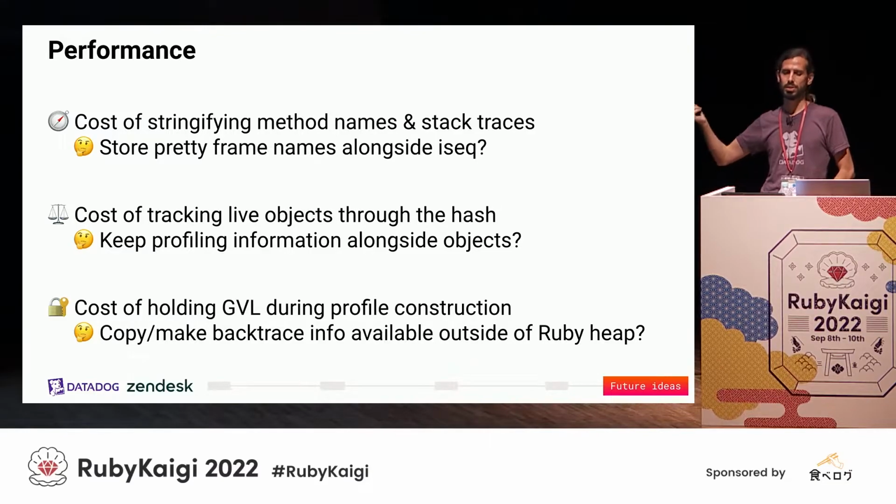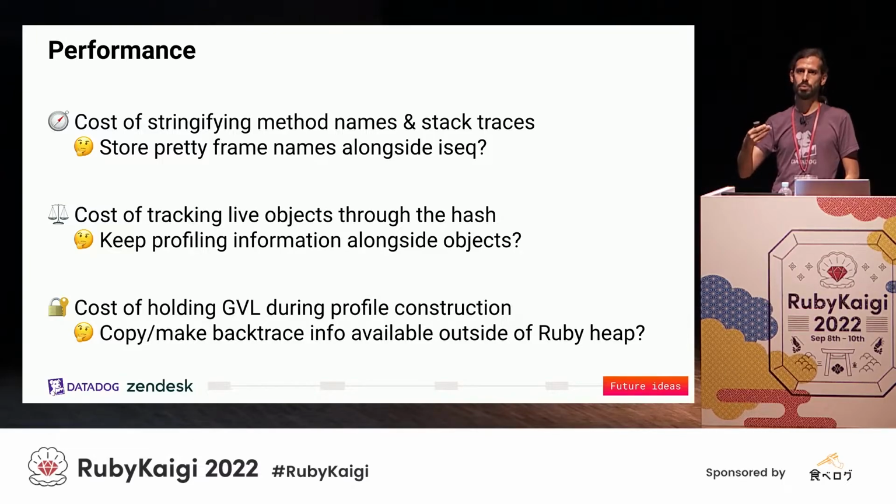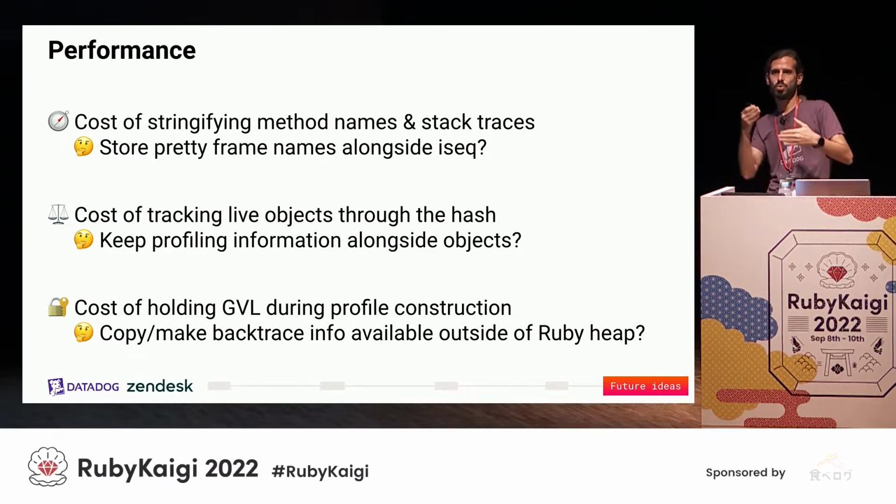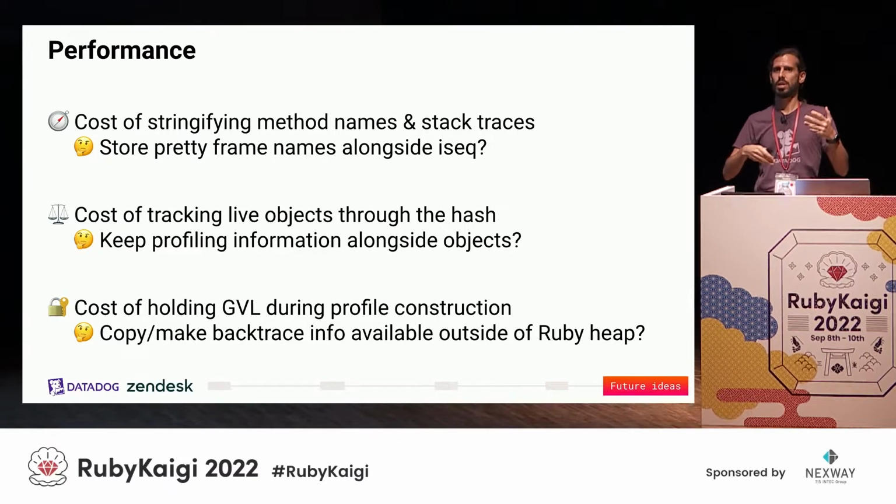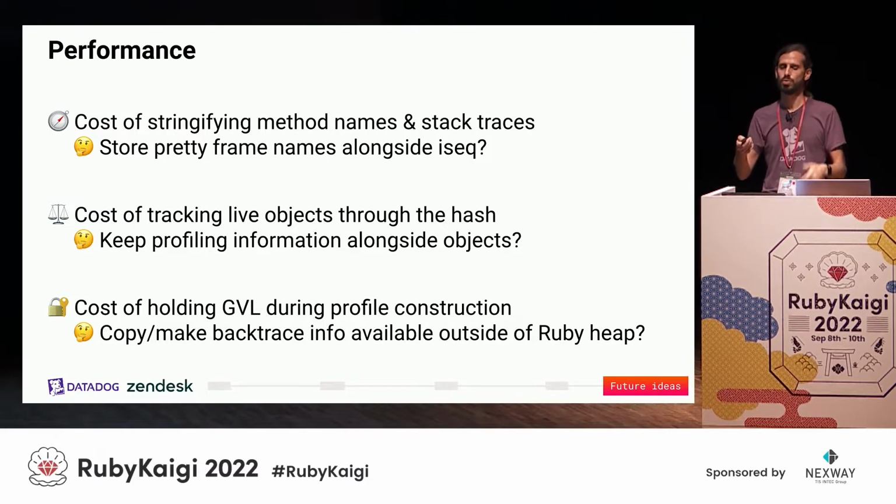Also the cost of holding the GVL that we need during the profile construction. Here it would be interesting if we could make some of the information available so that you could access it without the GVL, so that we could do all of the work without blocking the Ruby code from continuing to work. So that would be interesting.